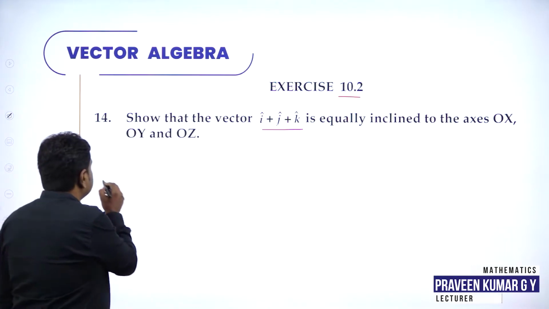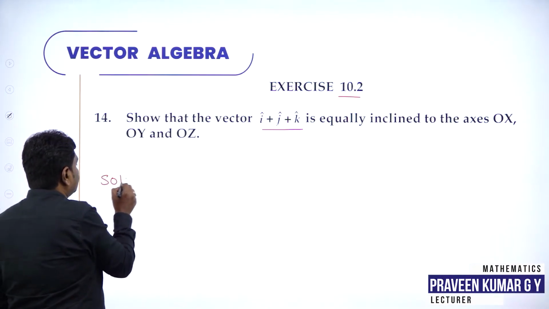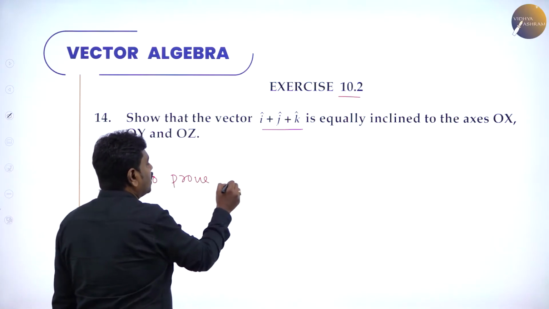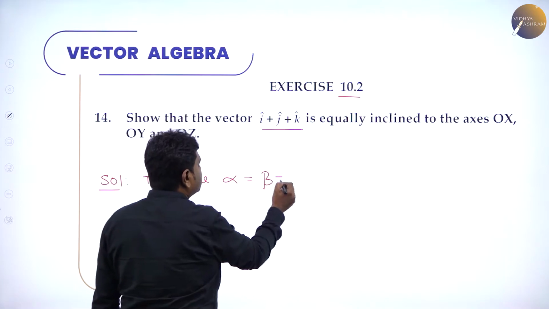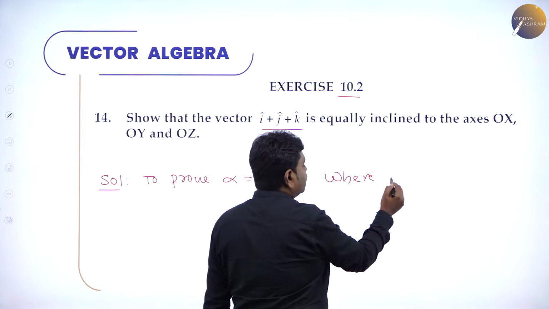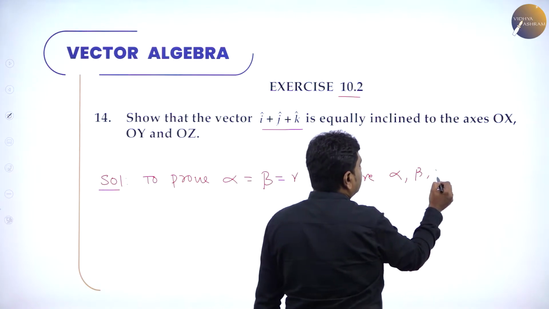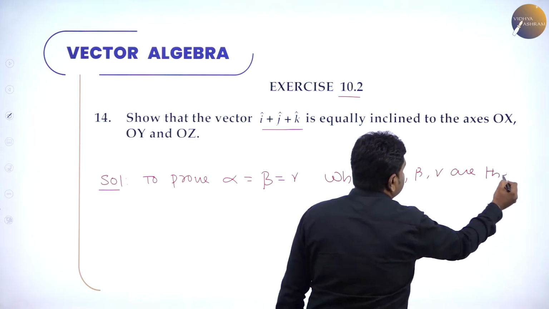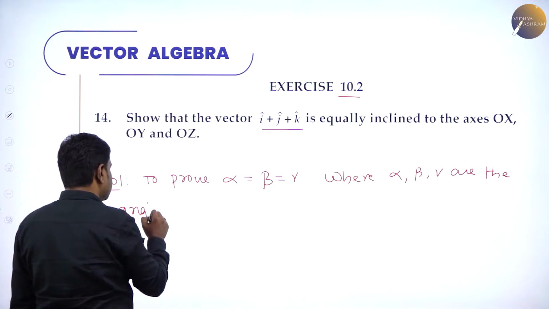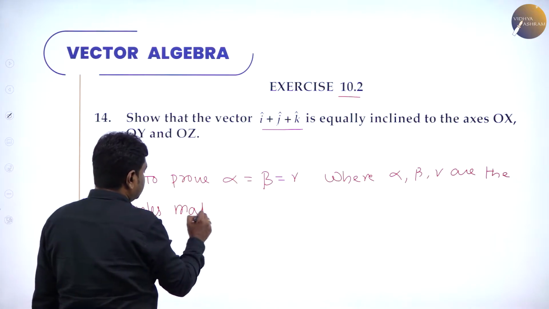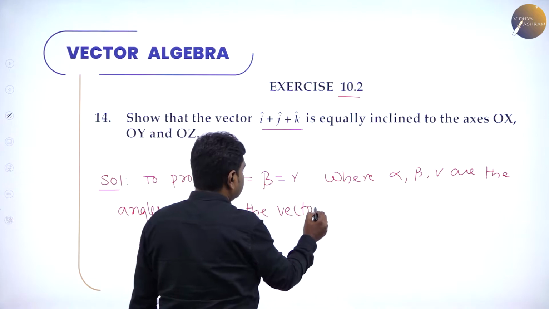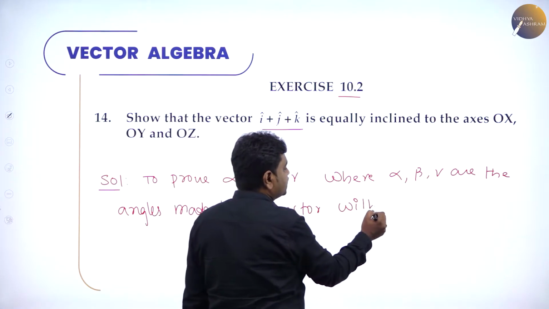So now the solution is simple. To prove alpha, beta, gamma all are the same, where alpha, beta, gamma are the angles made by the vector with the coordinate axes.